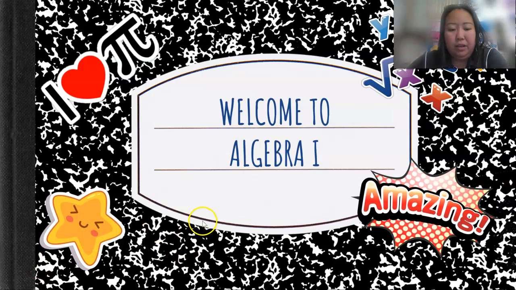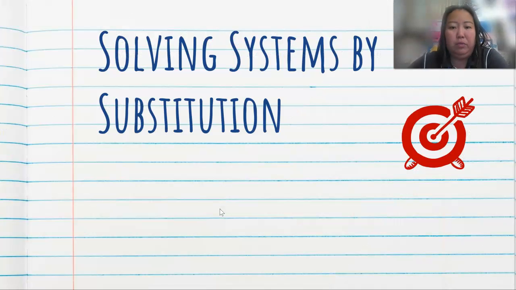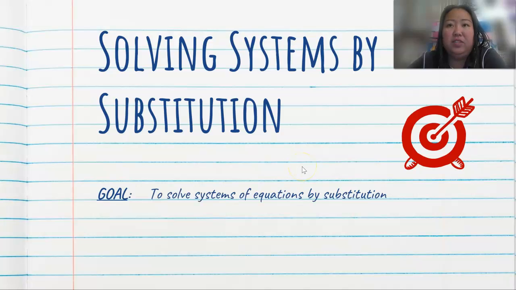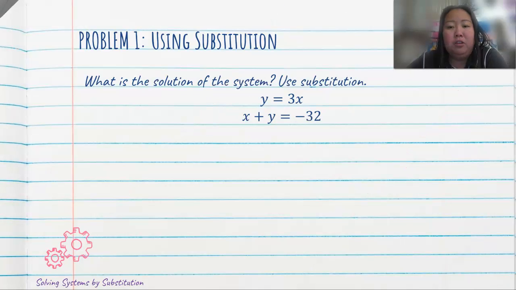Hi everybody. So now we are going to be working on our next lesson, and that is going to be solving systems by substitution. And so our goal will be to solve systems of equations by substitution. Okay. So when we talk about substitution, what we will do is we will replace one of the variables, okay? Because in your equation, when you have systems of equations, you will be finding two variables, the x and y.